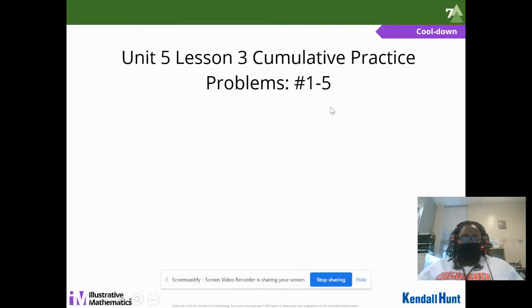And then finally, we have made it through the lesson. You guys have to complete Unit 5, Lesson 3, Curriculum Practice problems, and it should be problems numbers 1 through 5.